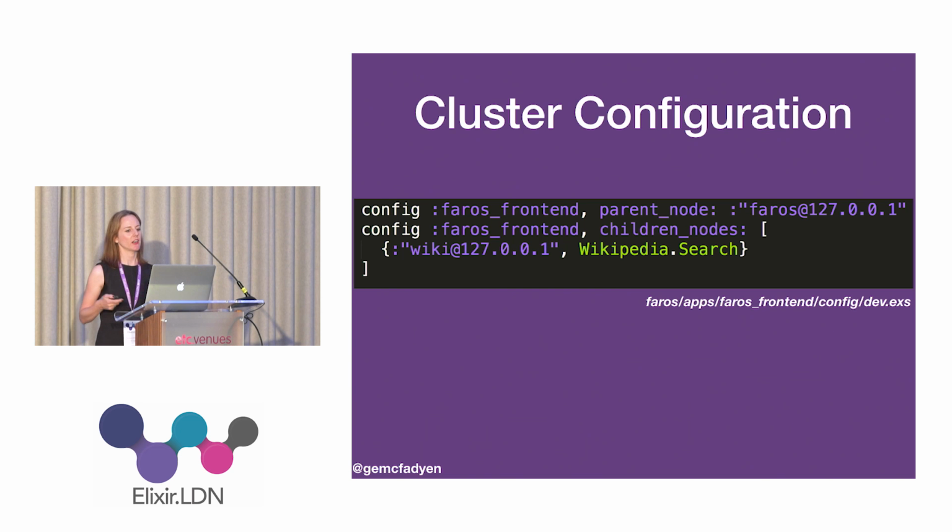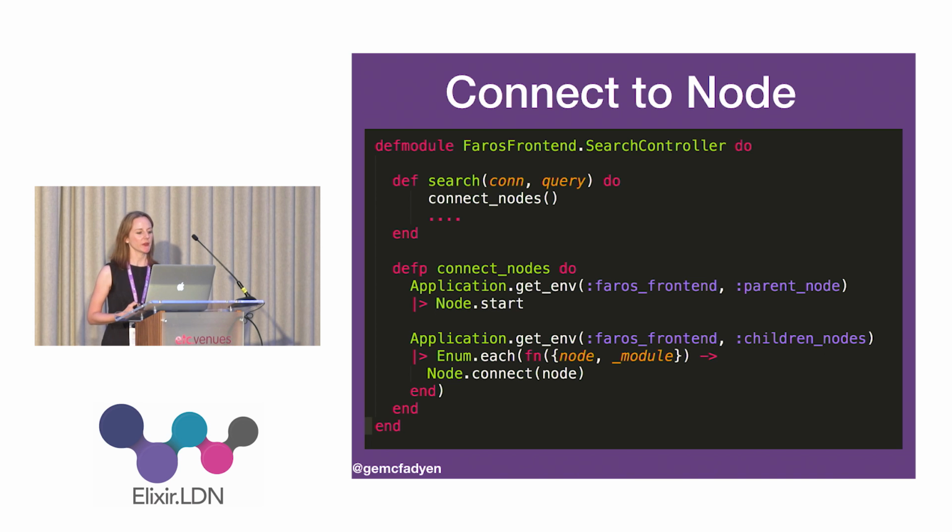So then we had to update our controller to actually create the cluster. Here the first thing we do is connect the nodes. So you can go to your config and get the child nodes, and then if you had more than one here, you would iterate through them, and you can explicitly call connect to create your cluster.